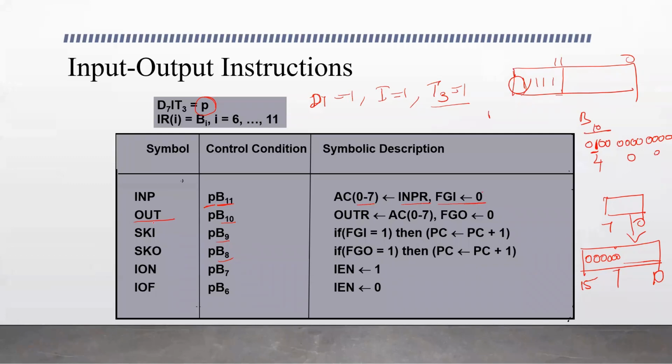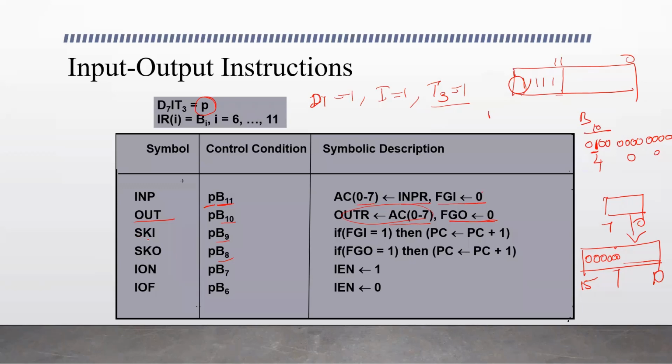The next instruction, OUT, is to transfer the content of the accumulator into the output register. The content of accumulator bits 0 to 7, the least significant bits, is transferred to the 8-bit register OUTR. This transmission happens when FGO is 1. Once this transmission is done, FGO is set to 0.